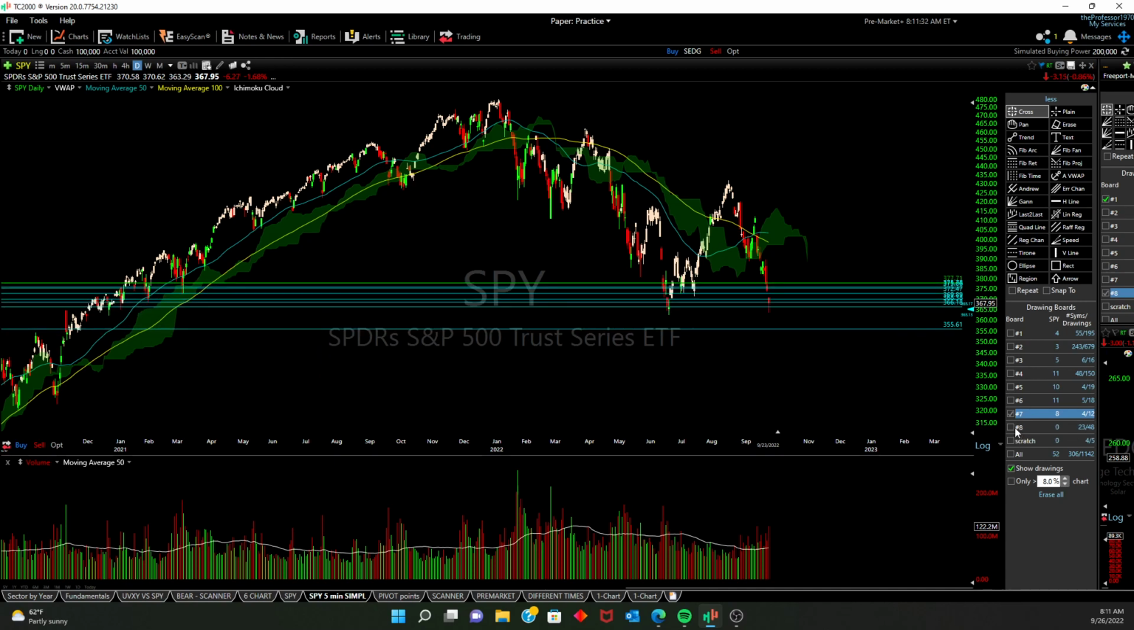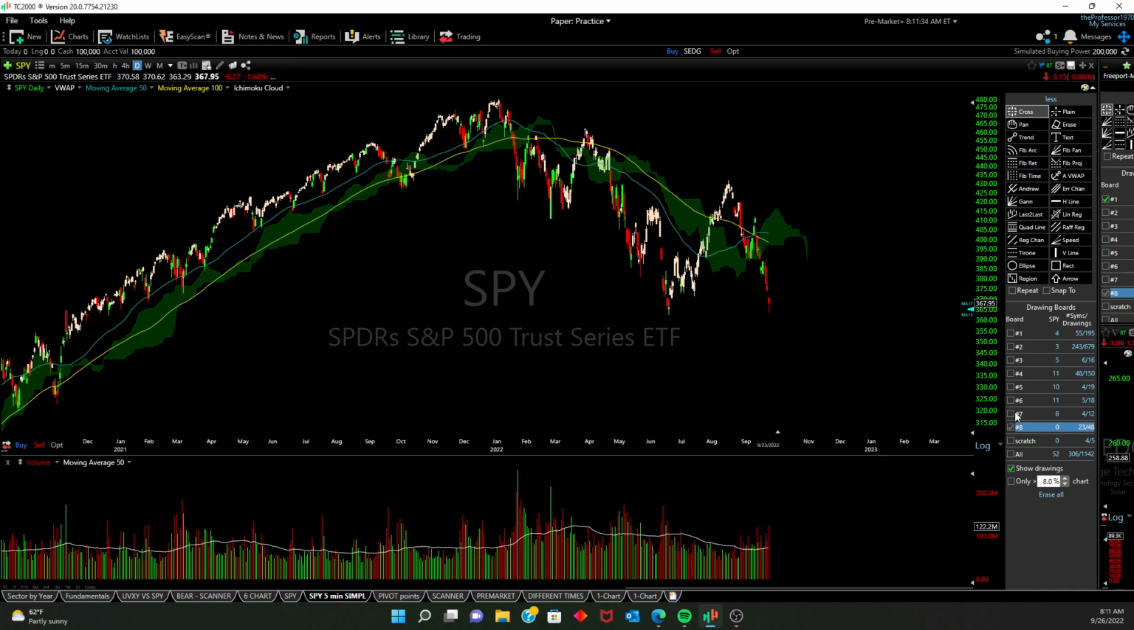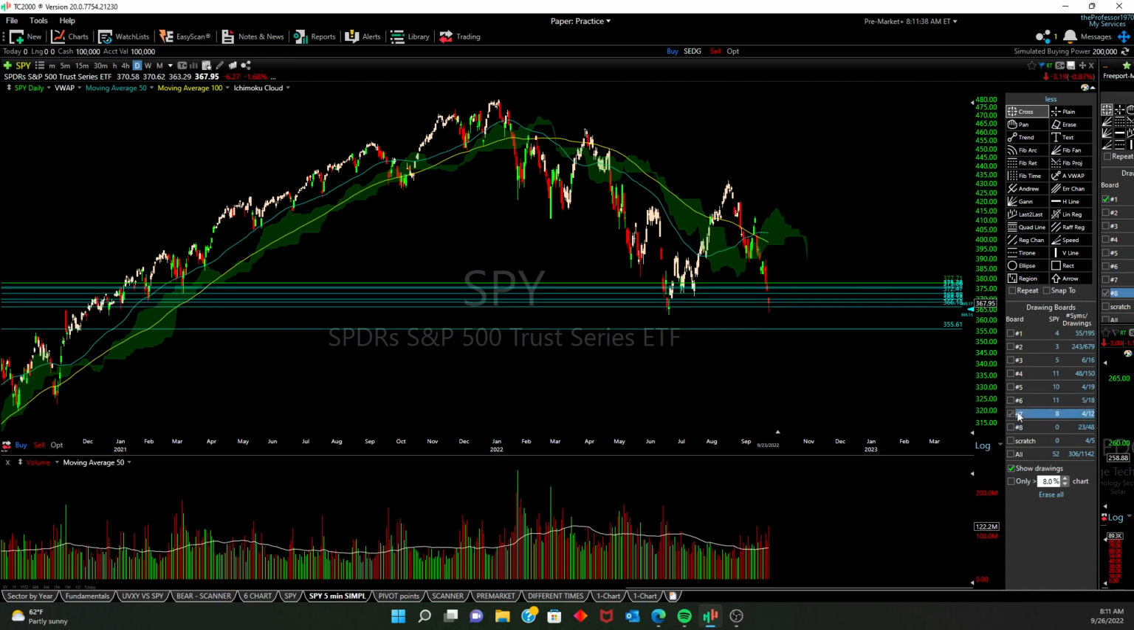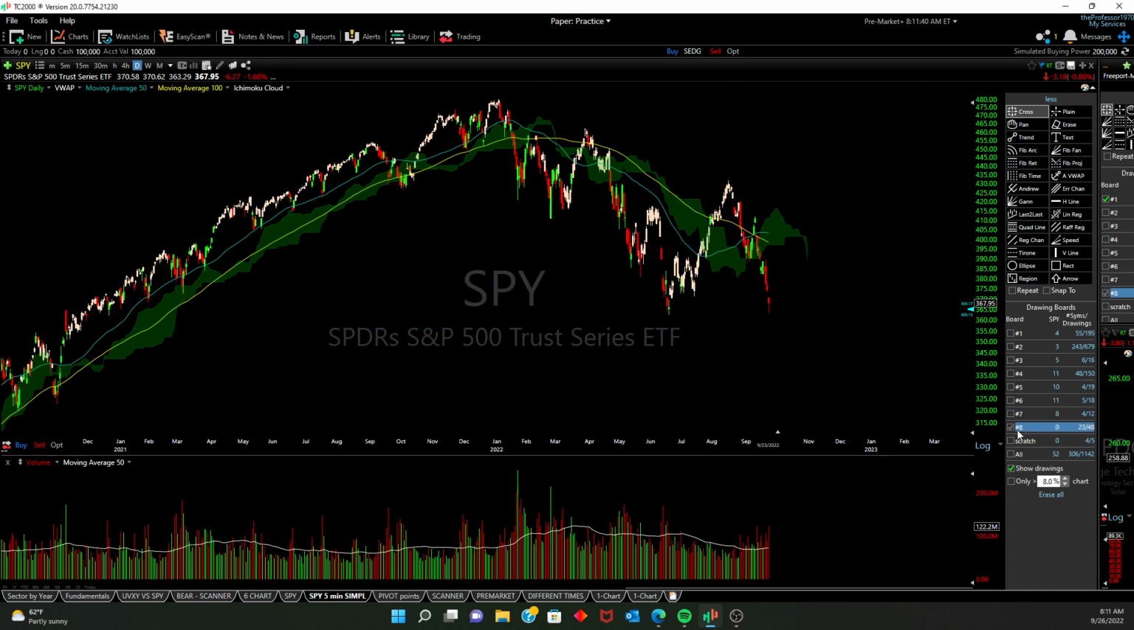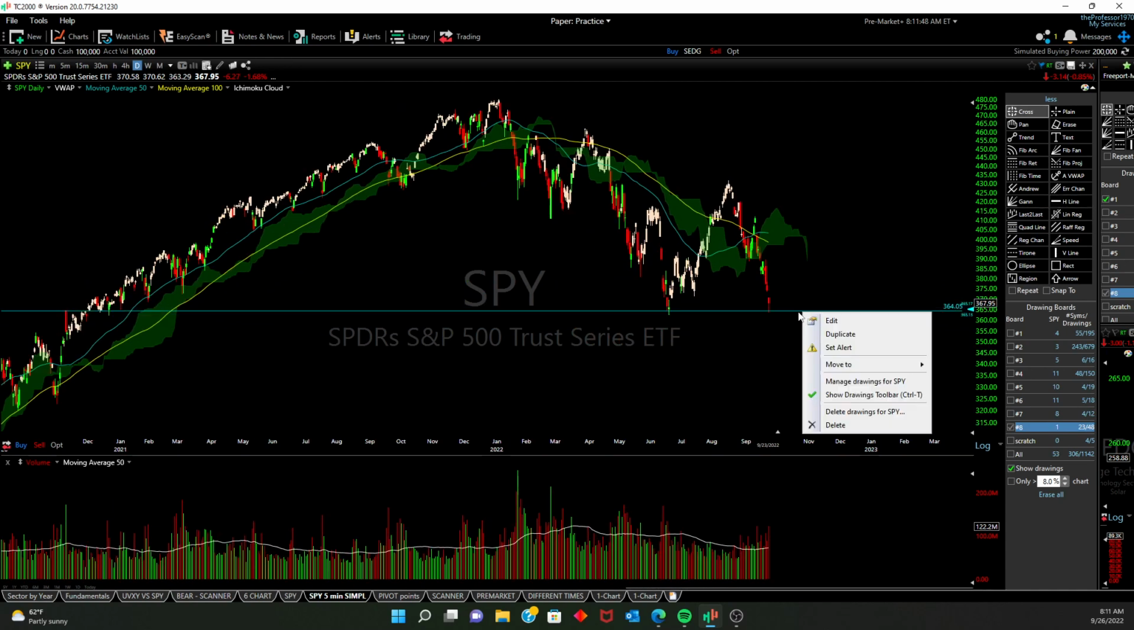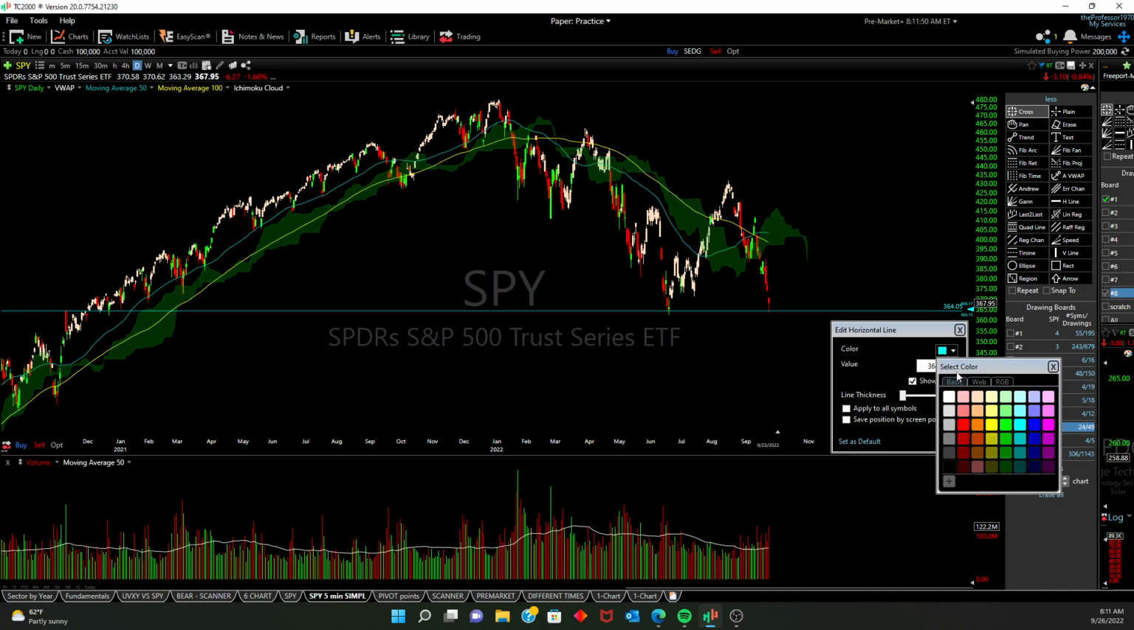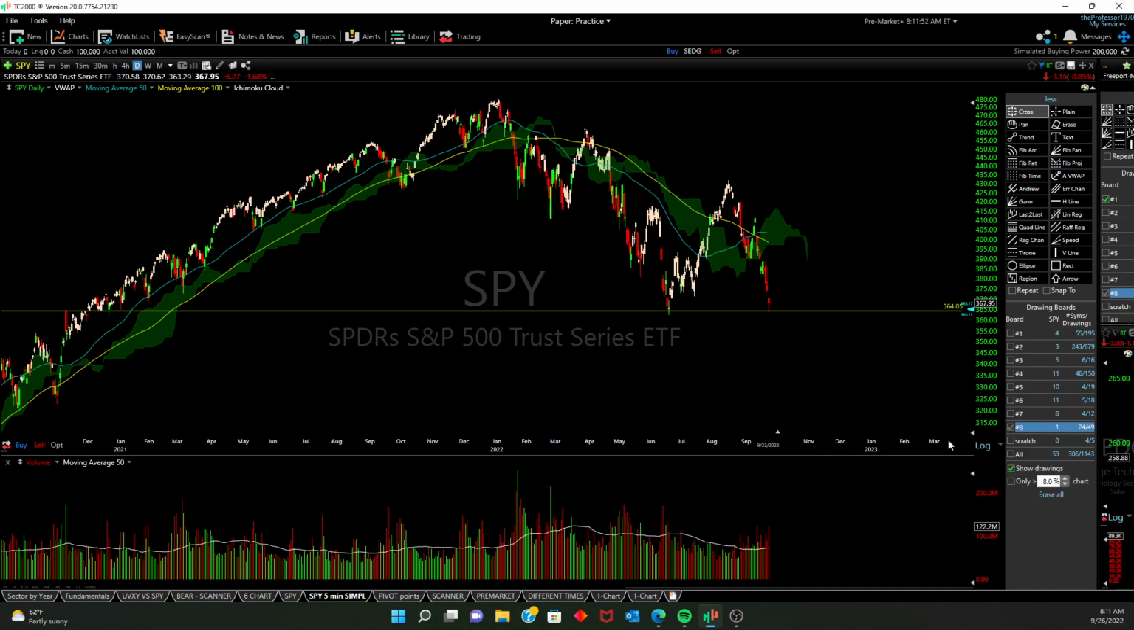So I go into a different chart. Right here I have these drawing boards. So here I have this lined up over on this side. Now I go into my yellow lines. Again, I start with a line here, roughly right there. So I'm going to edit that. I'm going to make that a yellow color. Okay, I'm going to edit and make that save as default.